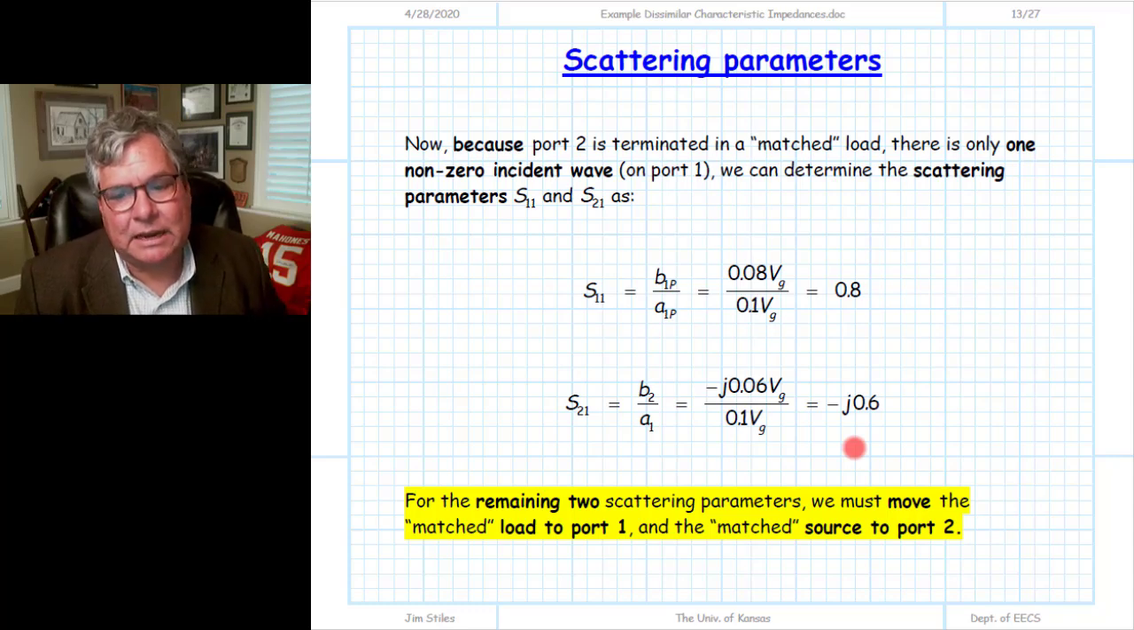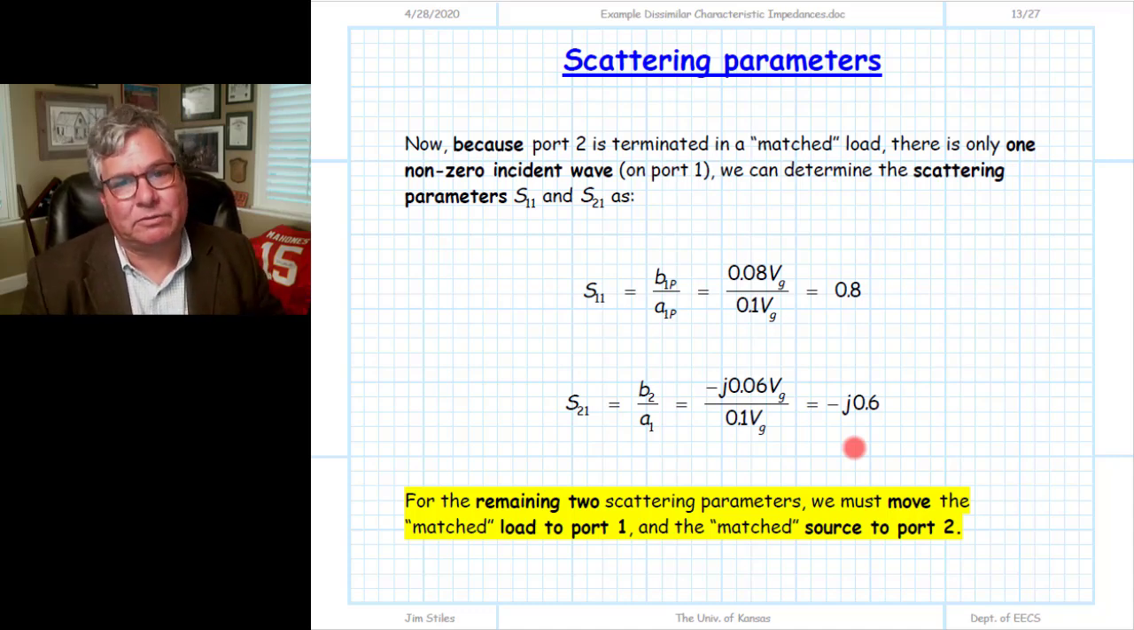Of the scattering matrix, by putting a matched source on port 1 and a matched load on port 2. Now we need to flip the problem, and we need to determine the second column of our scattering matrix. We need to put a matched source on port 2 and now a matched load on port 1. So we're only halfway there.